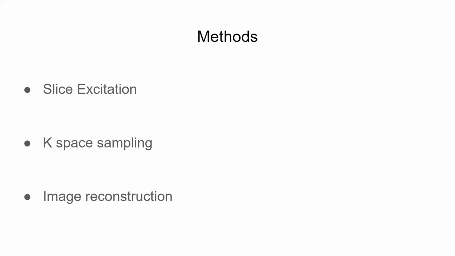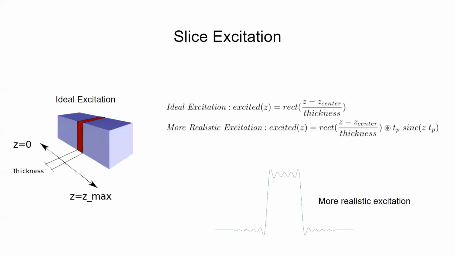Hi, I am Hasan Bedel, and I will continue from here. I'm going to talk about the methods that we used. There are three main sections. The first one is slice excitation, the second is k-space sampling, and the third one is image reconstruction.